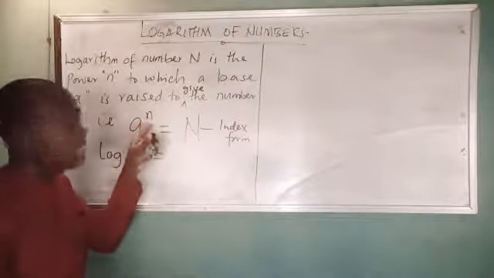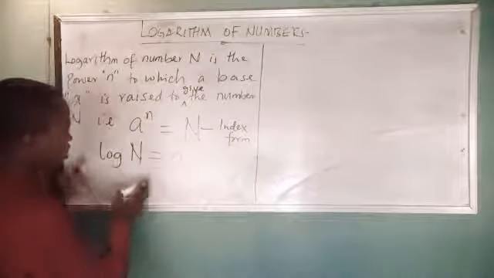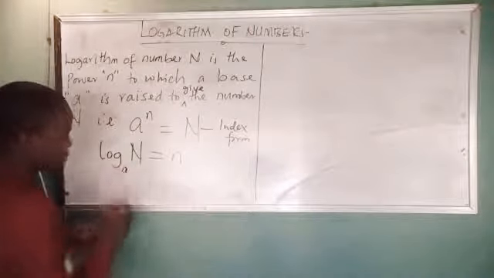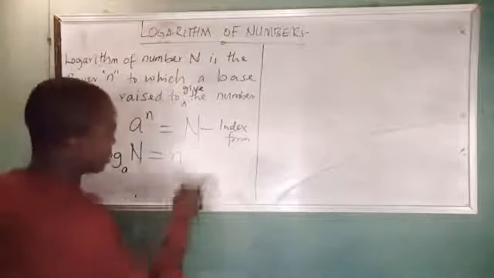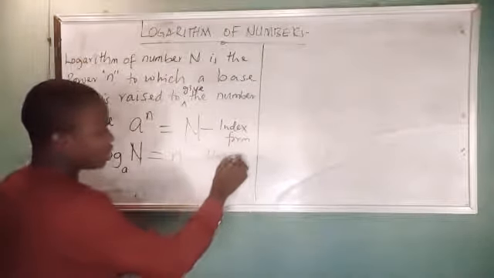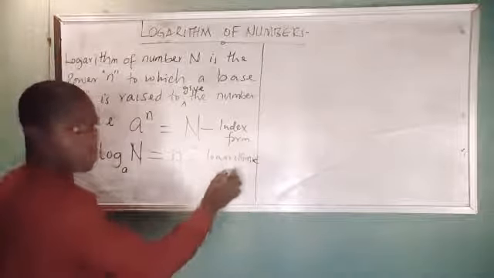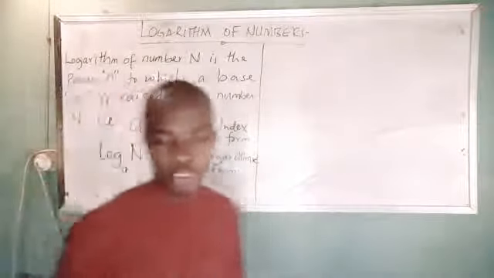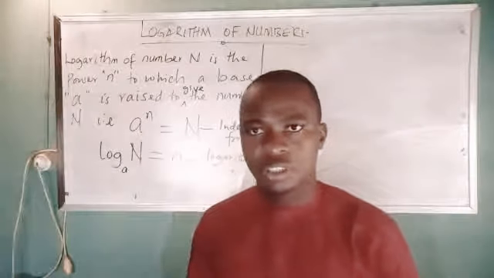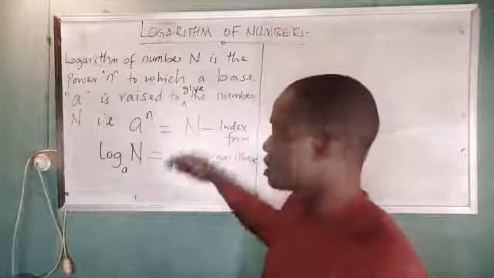What is the power? We have power n. And you know this is the form, so our base will always be here. We have base a here. So that's the relationship between this one, which is logarithmic form. This is logarithmic form. I don't know whether you are getting what I'm saying. That's the relationship between this and this.